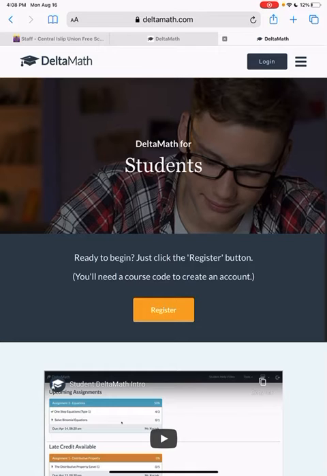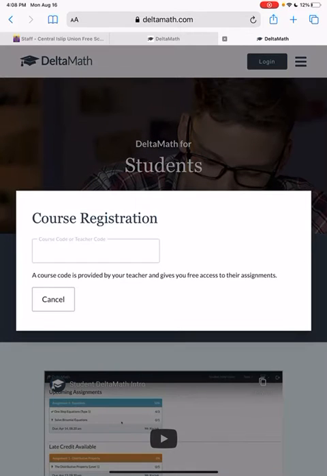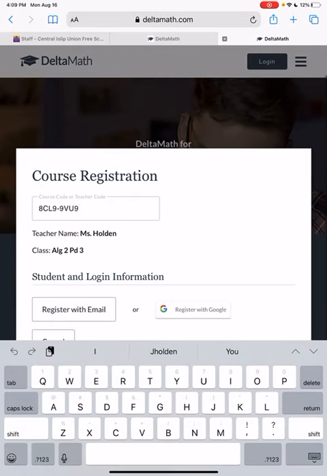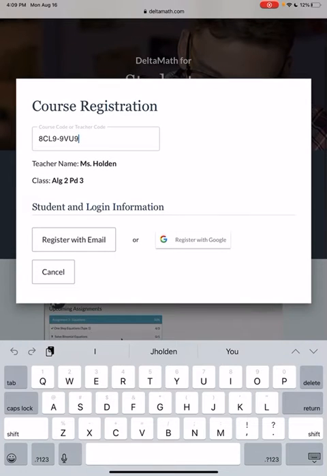You can use the same email that you did last year, but you're going to have to put yourself into the correct class. So you're just going to hit register, and then put in the course code that you have. As soon as you put in that code, it will tell you which class it's for. So this would be the code for the Algebra 2 Period 3 class. If you're in a different class, then you have to use the correct code, and then you can just register with email or register with Google.